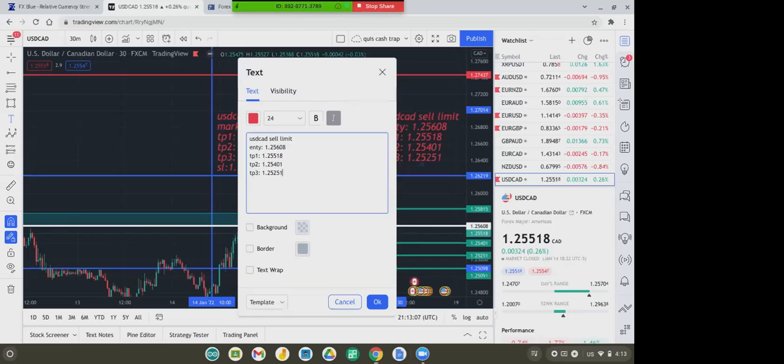So wait, no, I said five. Wait, so TP1 would have been 401. TP2 would have been 251. TP3 would have been 091. And stop loss would have been 1.25815. Right?